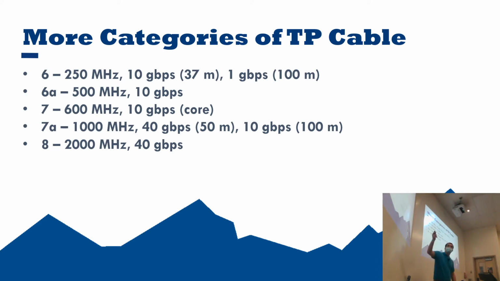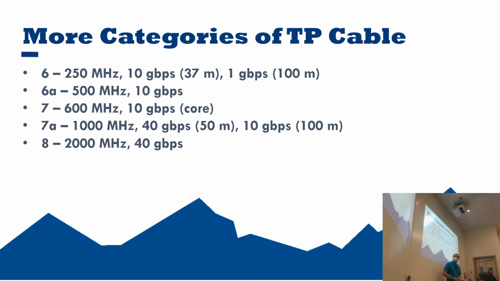I will say this, as you increase in the categories, you will definitely see more twist per whatever metric you want to apply to it. If you want to say twist per meter, twist per inch, doesn't matter. You're going to see more twist in the same amount of distance. So any questions about these so far?